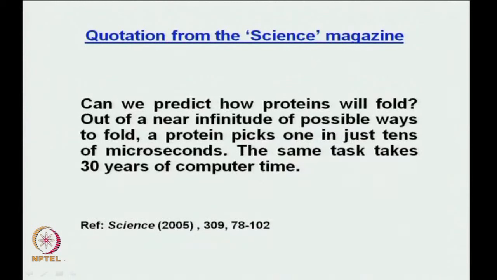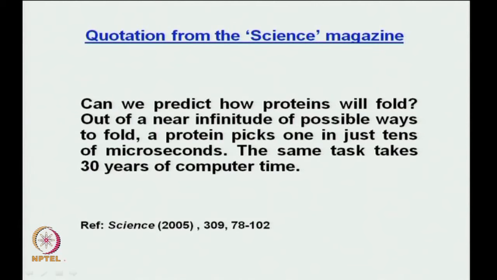Now, this is a quotation from the Science magazine. The year is given. This issue of this particular paper was about the different problems in the world that need to be solved, and one of the problems was this: can we predict how proteins will fold? And out of a near infinitude of possible ways to fold, a protein picks one, that means out of the many configurations, a protein just picks one configuration, say the native state, and that too in just tens of microseconds.